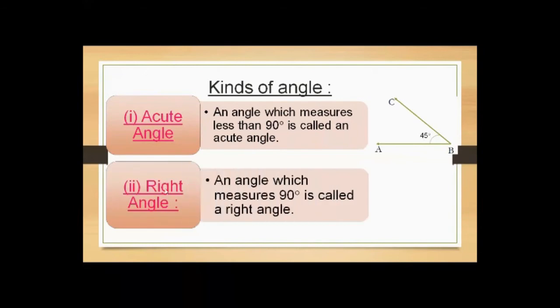The second kind is the right angle. An angle which measures 90 degrees is called a right angle. Okay, here we have an exact 90 degree angle, which is called a right angle.